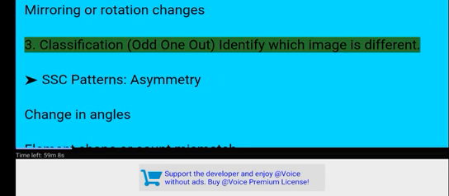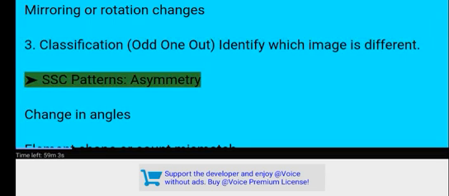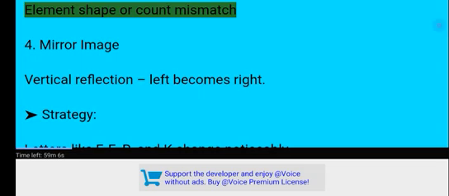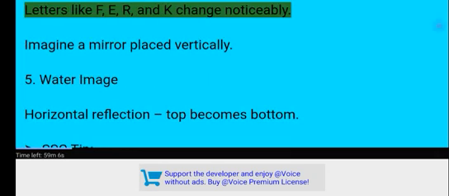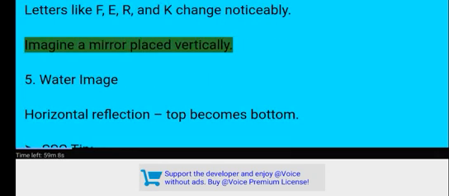3. Classification, odd one out. Identify which image is different. SSC patterns: asymmetry, change in angles, element shape or count mismatch. 4. Mirror image. Vertical reflection, left becomes right. Strategy. Letters like F, E, R, and K change noticeably. Imagine a mirror placed vertically.